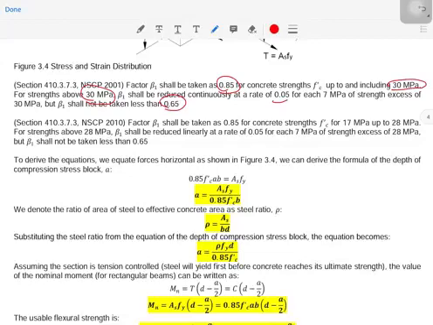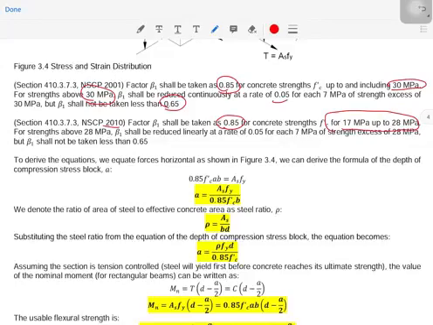The range is 0.85 down to 0.65, so from 0.65 up to 0.85. Okay, so for 2010, beta 1 shall be taken as 0.85 for concrete strength f'c from 17 MPa up to 28 MPa only. So 2001 is up to 30 MPa, no? So it was reduced now to 28 MPa in NSCP 2010.